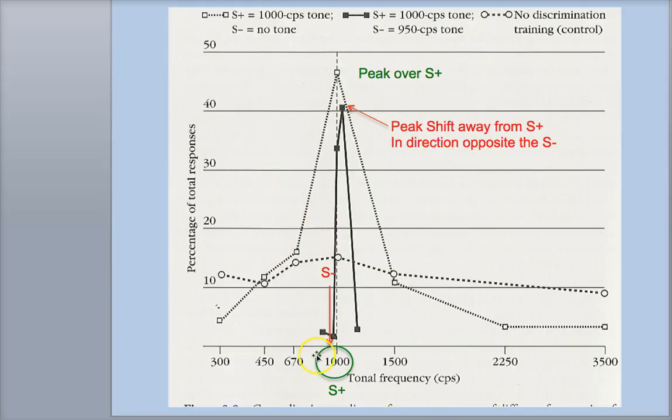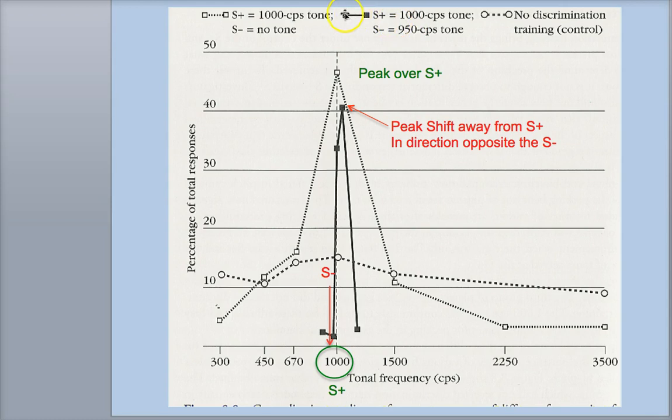So here's what it looks like. Here's the data. So here's our S plus right here, and the S minus is right below it. This is the 950 cycles per second S minus stimulus for that one group. And what you find is when you're trained only with, so the open squares with the dots is the single stimulus training only. So that's this one right here, the highest one, and its peak is directly over the 1000 cycles per second, right over that tone. And it tends to drop off as you move up and down the tonal dimension, okay?